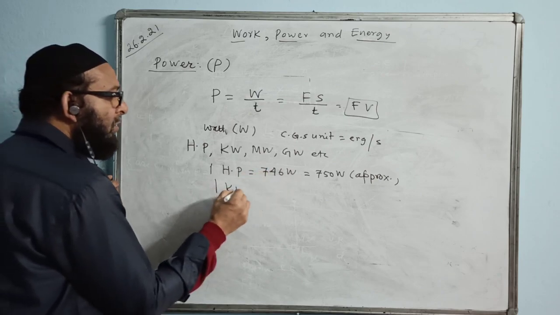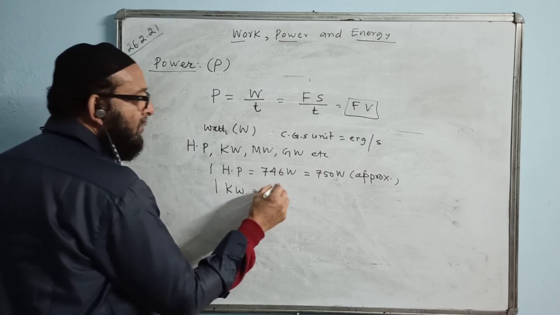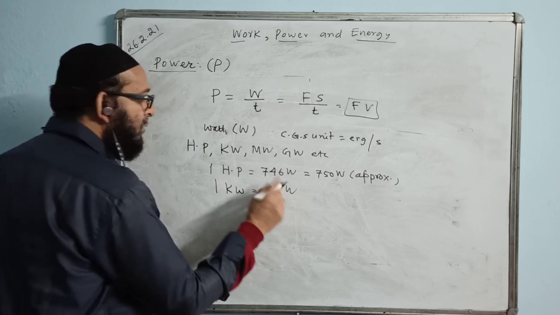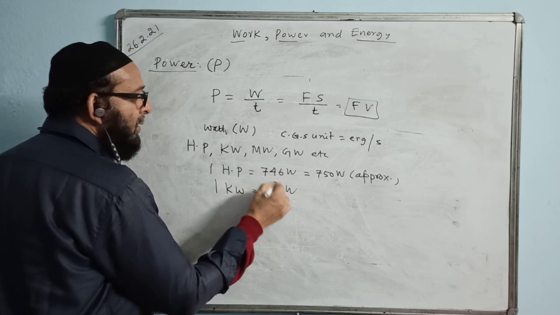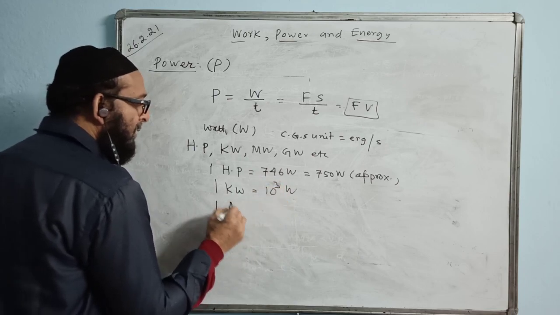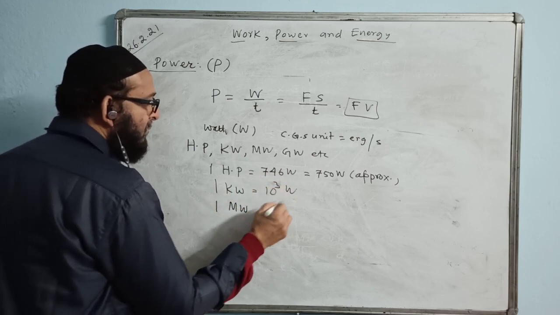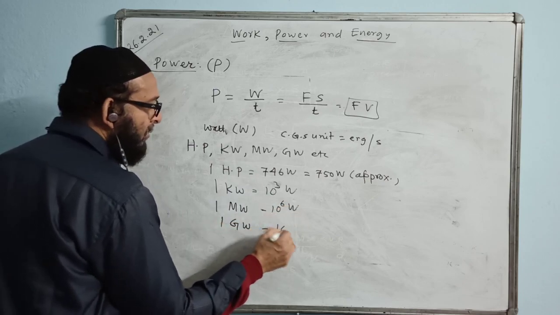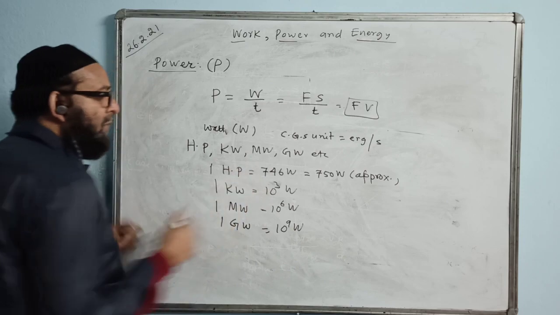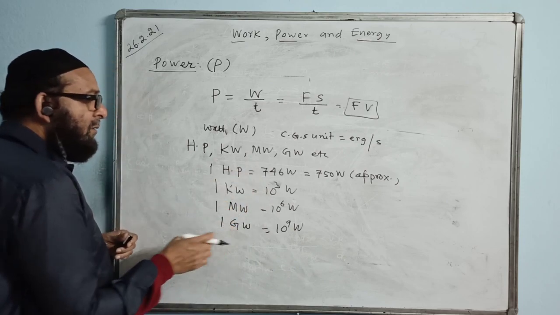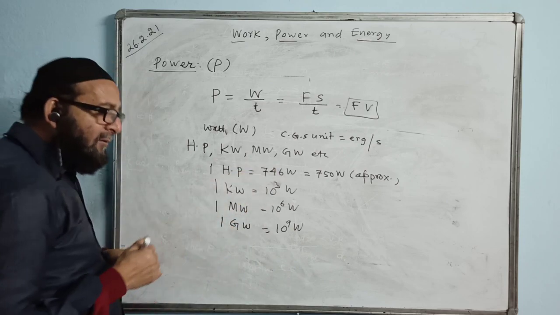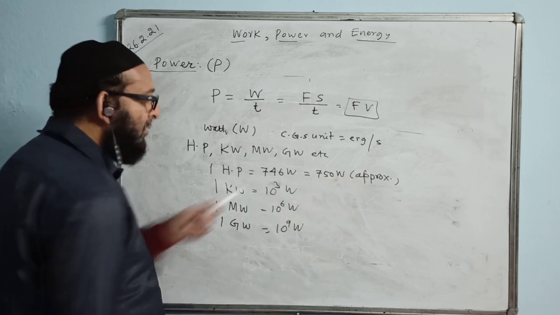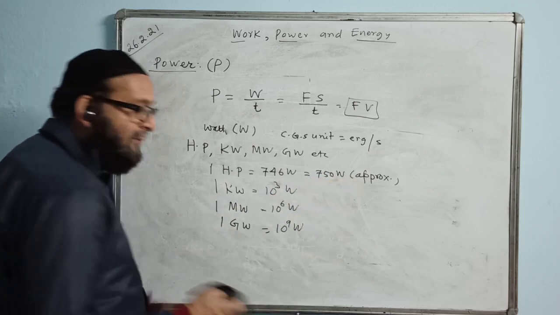In the same way, 1 kilowatt is equal to 10 to the power of 3 watt, 1 megawatt will be 10 to the power of 6 watt, 1 million watt, and 1 gigawatt is equal to 10 to the power of 9 watt. These are the values of kilo, mega and giga, and the 1 HP value is nearly 750 watt, or accurately 746 watt.